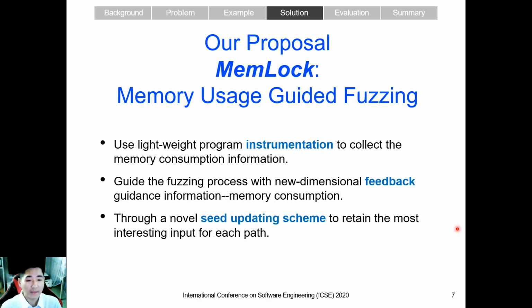To help detect bugs caused by uncontrolled memory consumption, we propose a memory usage guided fuzzing technique called MemLock that uses a lightweight program instrumentation to collect the program memory consumption information and guide the fuzzing process with memory consumption information. We also propose a novel seed updating scheme to retain the most interesting inputs for each program path.